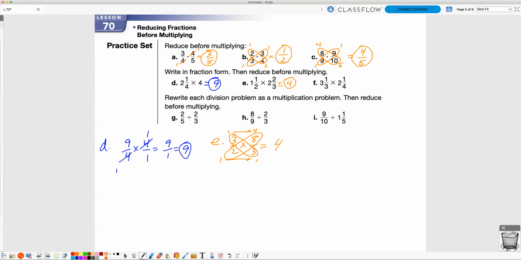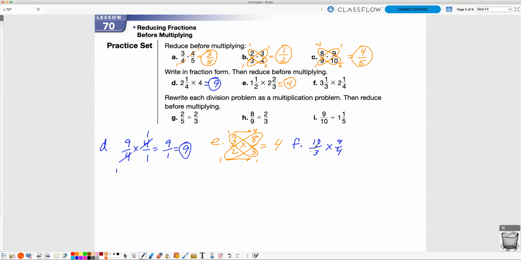Letter F, 3 1/3 times 2 1/4. So this would be 3 times 3 is 9, plus 1 makes 10 as the numerator, and 3 is the denominator, times 2 times 4 is 8, plus 1 makes 9, and then 4 is the denominator.